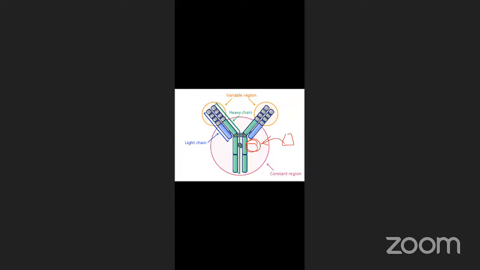Coming to the function, overall, these antibodies neutralize the different types of antigens. The first function of the antibody is neutralization. Neutralization means it goes and binds with the epitope. Assume that this is the antigen, and this is the epitope. This antibody goes and binds with this epitope region, and it neutralizes it.